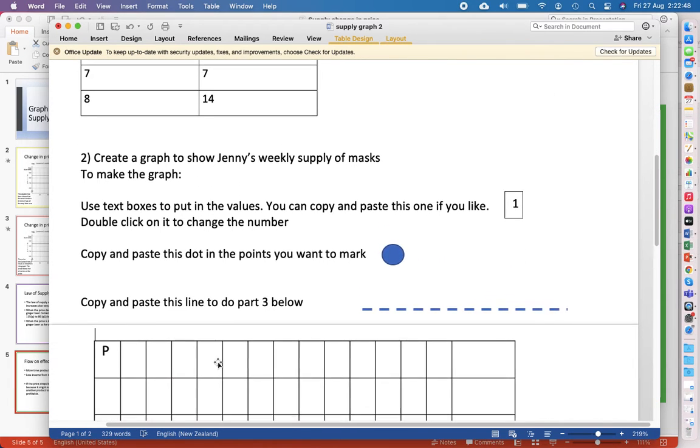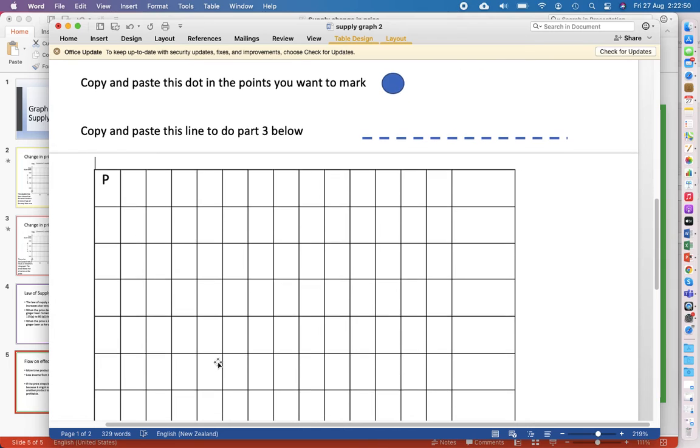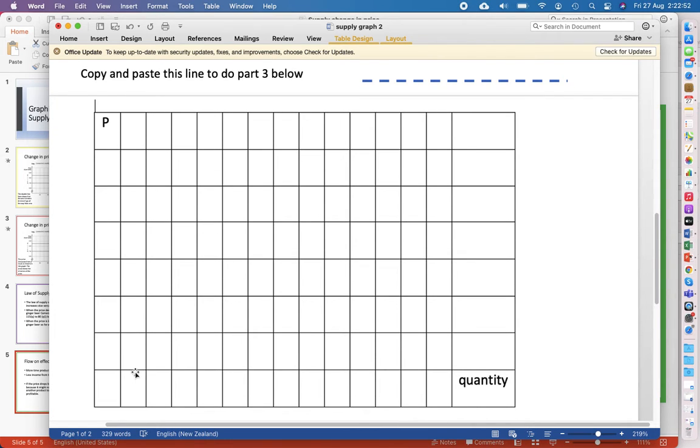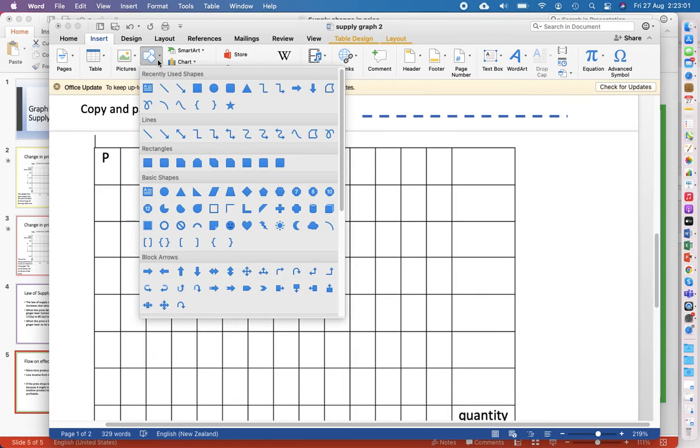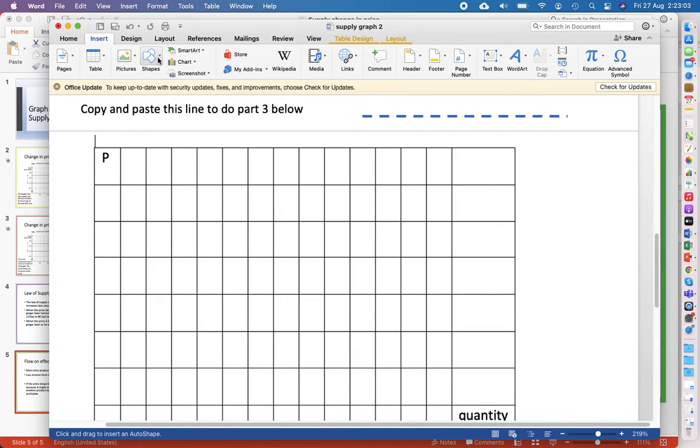I know that graphing is hard in Word, and it's much easier to do it at home and online. So we're going to imagine that our line goes up here and along here. I will try and insert a line and see if I can get one to make it look right.